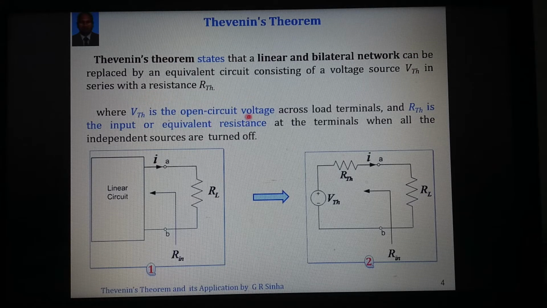The Thevenin voltage is also known as the open circuit voltage. We will discuss this because the Thevenin voltage is always calculated across the load where we are interested to determine the Thevenin equivalent, and the Thevenin resistance is the input or equivalent resistance at the terminals wherever we are determining the Thevenin equivalent circuit. If we see the circuit here, there is a linear circuit and there is a load. What we do in getting the Thevenin equivalent circuit is replace the entire circuit by a single voltage source in series with a resistance, and then we can connect the load wherever we want.